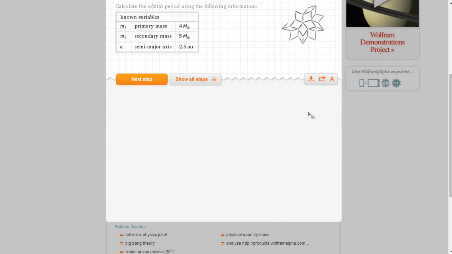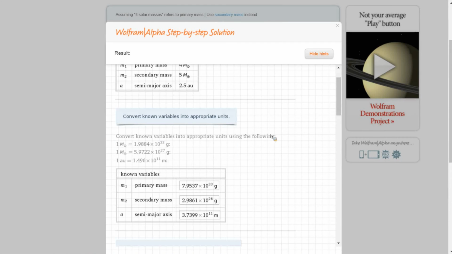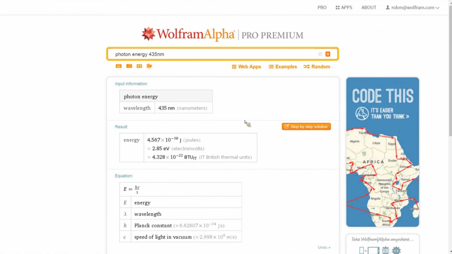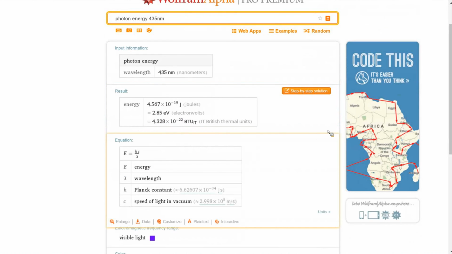So this is a very valuable resource. I don't want to pitch too much for the pro plans, but it is a really useful resource for you and your students. Here's photon energy. It's a very simple equation. You get the picture there.